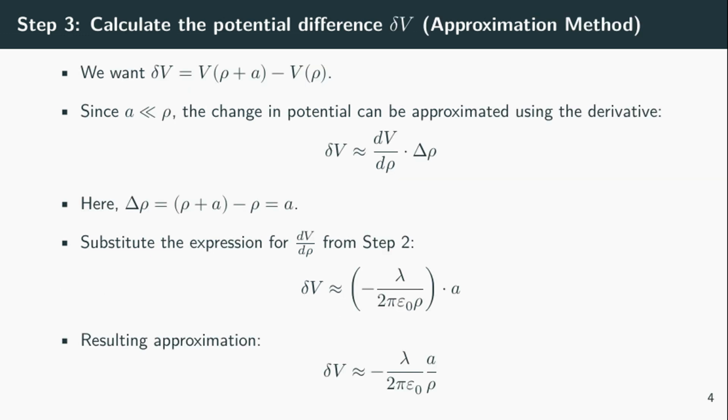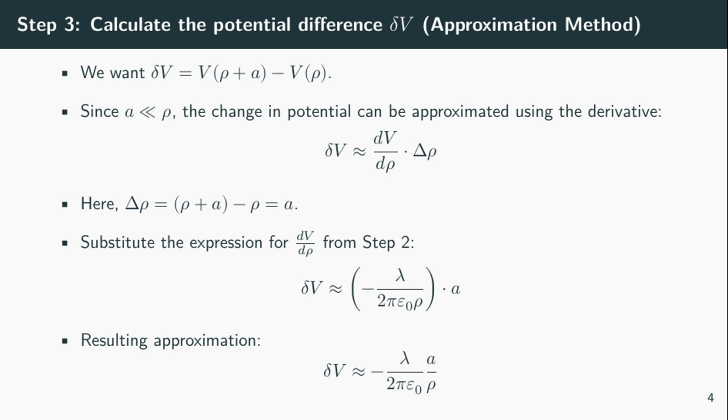Now let's calculate the potential difference delta V using an approximation method. We want to find delta V, which is the potential at ρ plus a minus the potential at ρ. Since a is much smaller than ρ, the change in potential over this small distance a can be approximated using the derivative we just found. Essentially, the change in potential is approximately equal to the rate of change of potential with respect to ρ multiplied by the small change in ρ. Here the change in ρ, delta ρ, is simply ρ plus a minus ρ, which is just a. So delta V is approximately equal to the derivative of V with respect to ρ multiplied by a.